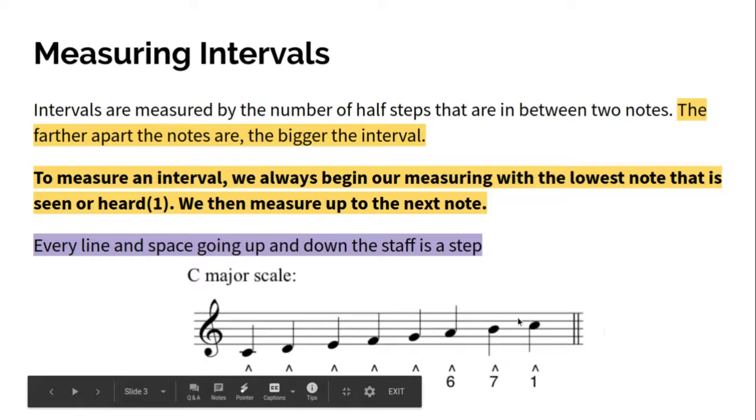So the space between the two. So let's just say, for example, this one wasn't 7. Let's say this was number 1. This would be 1, and this would be 2. So as it goes up, we go up the numbers.